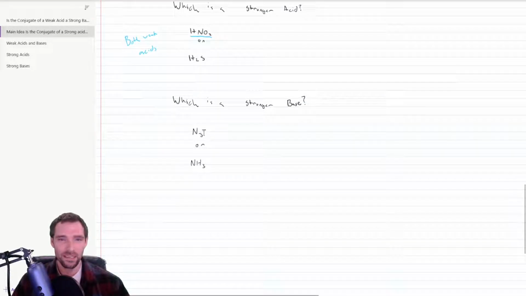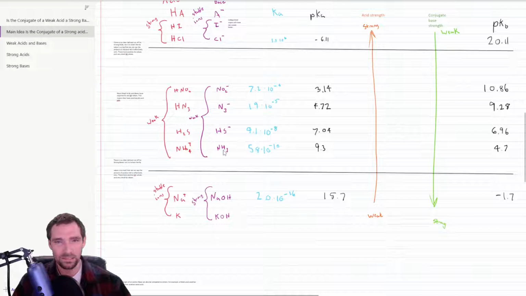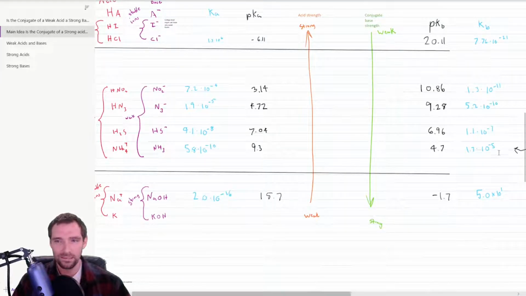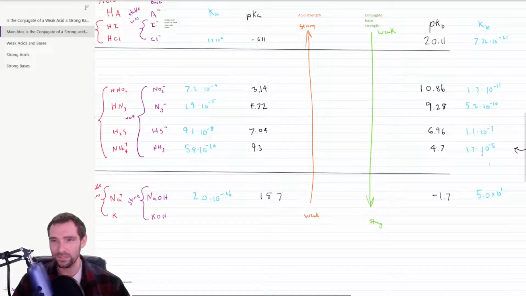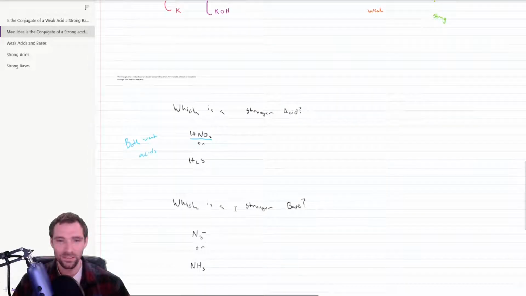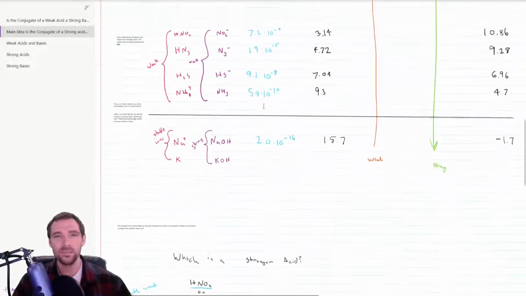And then the stronger base, the N3 minus or NH3. If we were looking at the NH3 and N3 minus, I think this one is the stronger base. Yeah, it's the stronger base because you can think about it as favoring the bases. This is a pretty big pKb value, so it's going to favor producing more hydroxide ions than water would normally have in general. So you can say that the NH3 would be that stronger base. So that's the main idea.